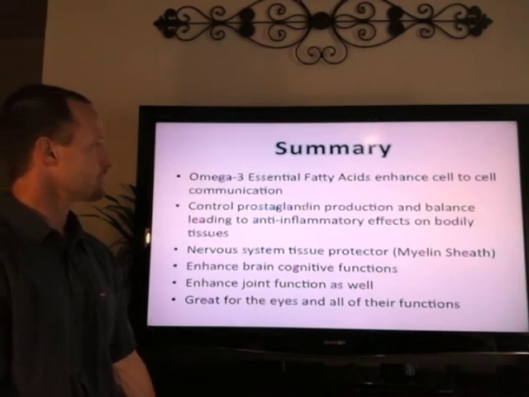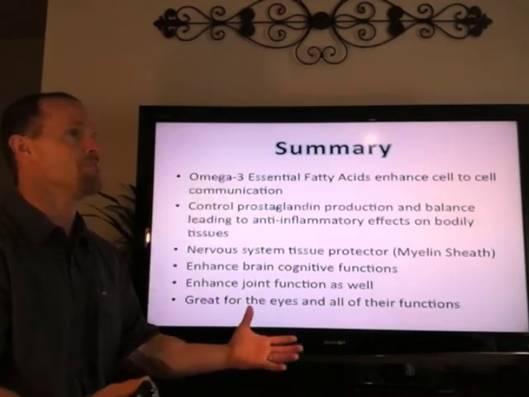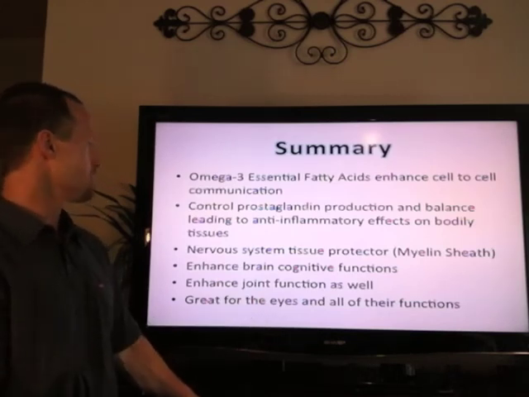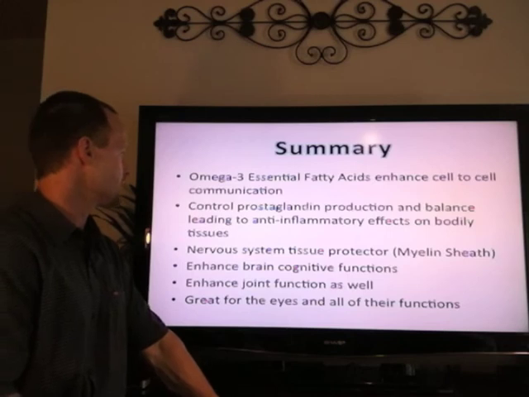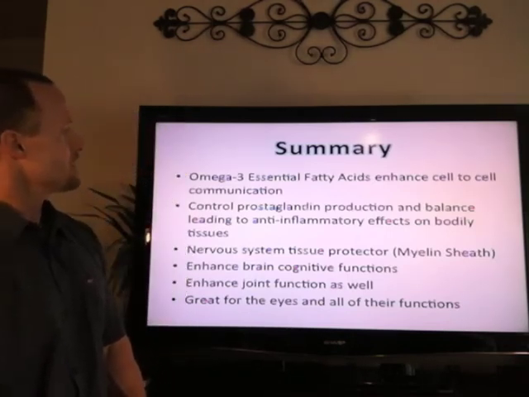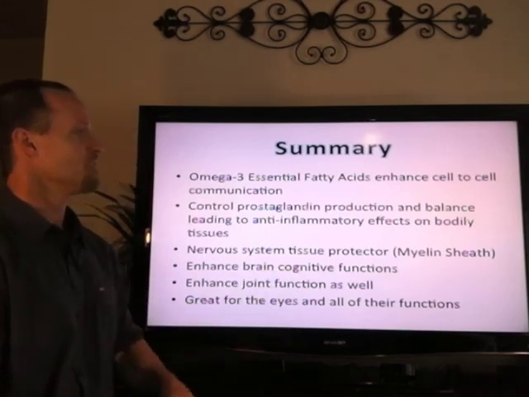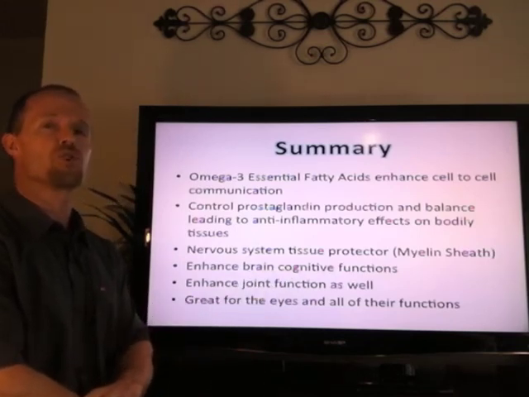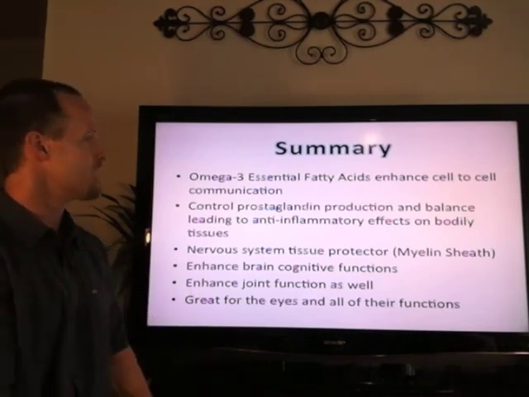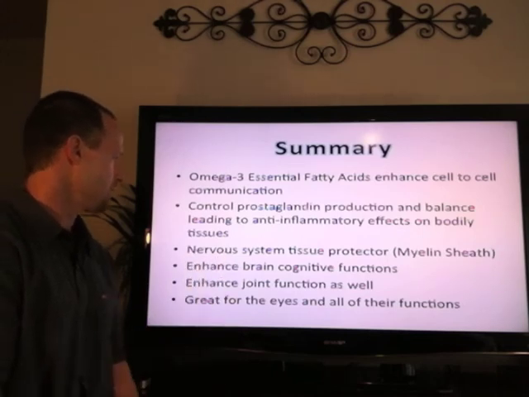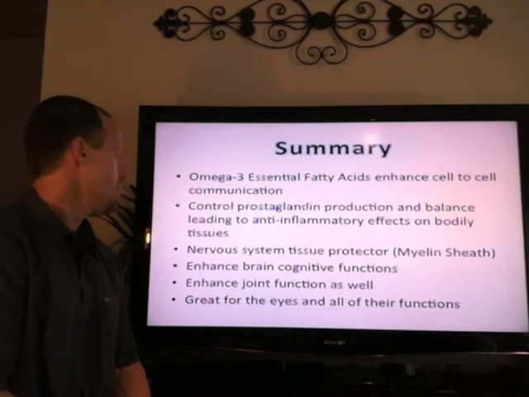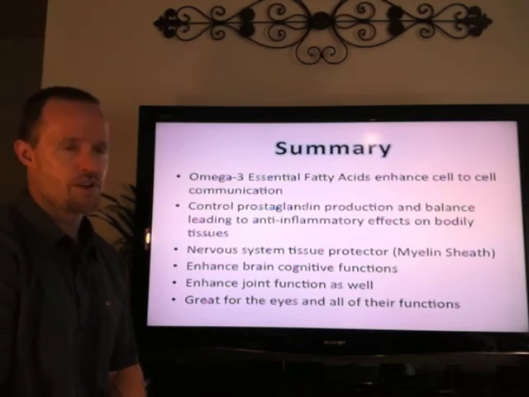In summary, they enhance cell-to-cell communication, which is the epitome of health because that leads to flow and to control of inflammation in the body. They control the prostaglandin production and balance, leading to anti-inflammatory effects on various bodily tissues. It is a nervous system tissue protector. The myelin sheath is like a fatty sheath that wraps around your nerves, which allows the nerve conduction to go efferent and afferent, out to the body and back to the brain. It also enhances brain cognitive functions, enhances joint function as well in terms of lubrication and controlling inflammation. And it's great for the eyes and all of their functions.